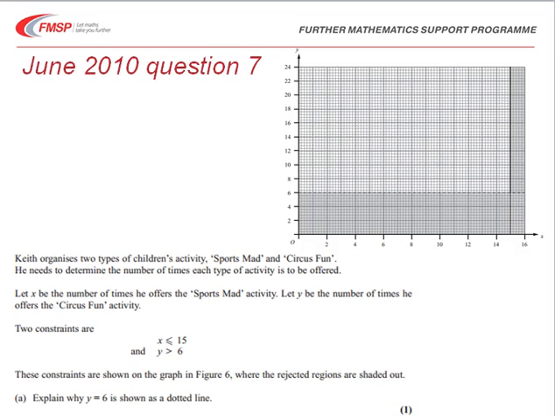So the question starts off by telling us that Keith is organizing two types of children's activities, sports mad and circus fun. He needs to determine the number of times each type of activity is to be offered. So we're asked to let X be the number of times he offers sports mad and Y be the number of times he offers the circus fun activity. Two constraints are already on the diagram. X is less than or equal to 15 and Y is greater than 6. And we're asked to first of all explain why Y equals 6 is shown as a dotted line.